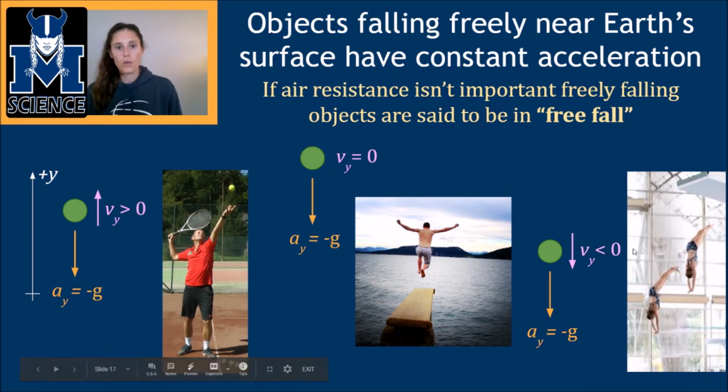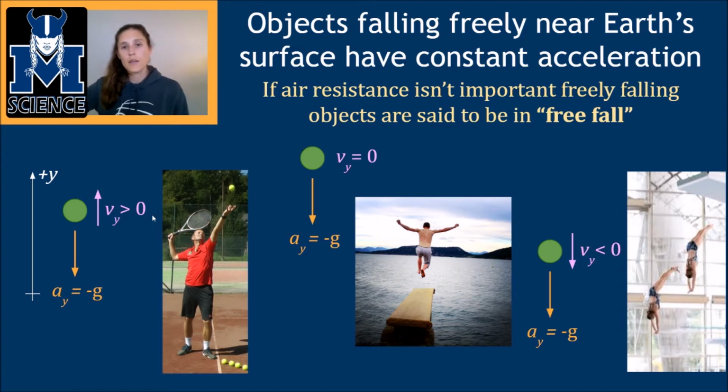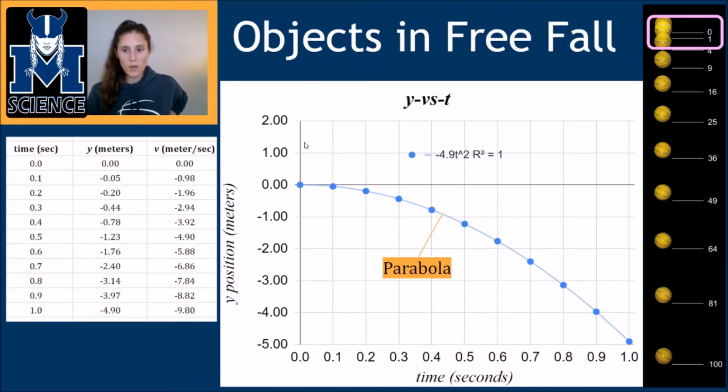So this slide was basically just to show you that regardless of what the velocity is, whether positive, negative, or for a split second 0, if an object is in free fall, then its acceleration is going to be negative 9.8 meters per second squared. We can also experimentally show this. Let's say that we dropped a basketball, maybe in the gym from the second story over.